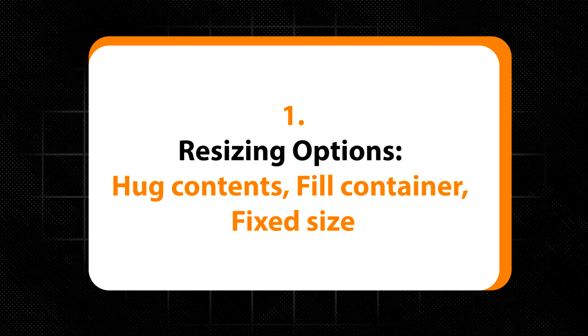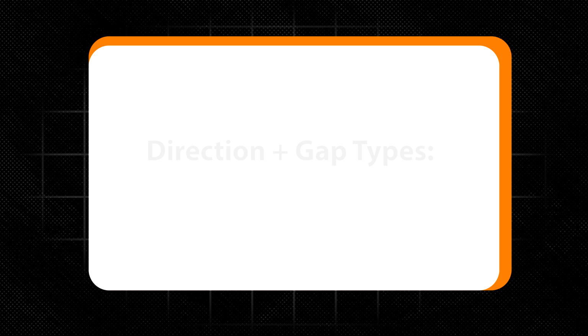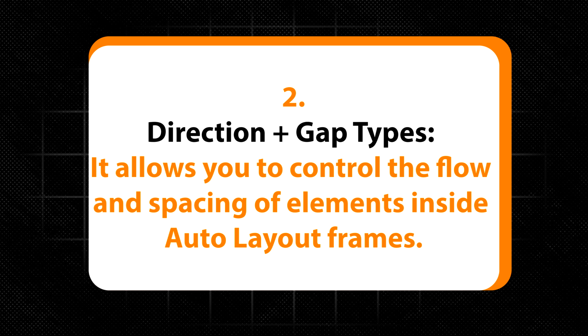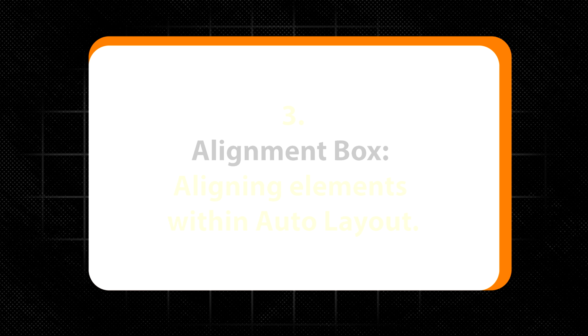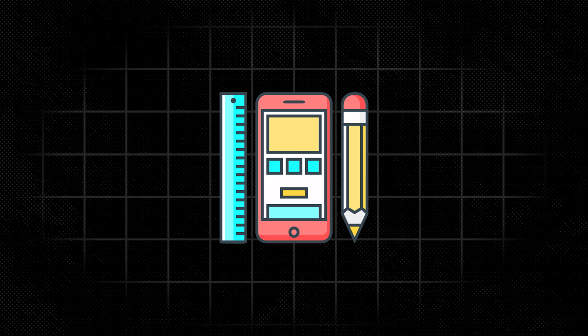Great job! Let's quickly recap what we covered today. Resizing options like hug contents, fill container, fixed size, that help you control how elements resize based on their content or parent container. Next, direction plus gap types, vertical, horizontal, and wrap, that allow you to control the flow and spacing of elements inside auto layout frames. The alignment box gives you fine-grained control over how elements are aligned inside the parent containers. You now have the tools to create flexible, responsive designs with ease.